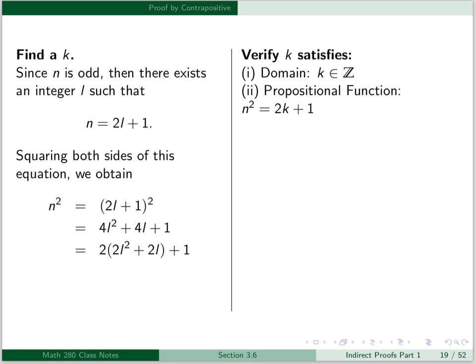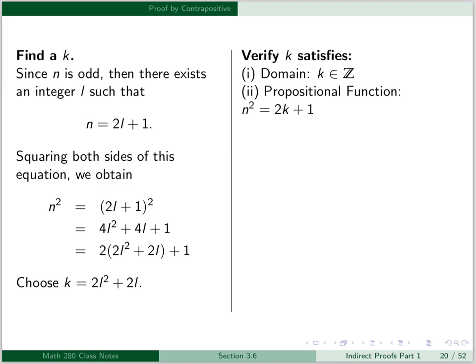Factoring a 2 out of the first two terms, we obtain 2 times the quantity 2L squared plus 2L, plus 1. And now this resembles our propositional function n squared equals 2k plus 1 with k equal to 2L squared plus 2L. So we'll choose k to be 2L squared plus 2L.